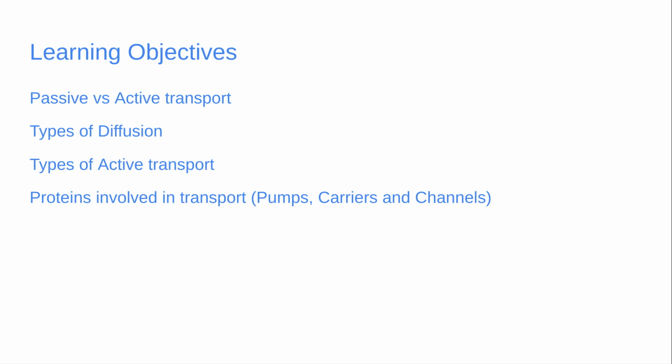This is Dr. Joseph. In this chapter, we are going to study the different forms of transport. Specifically, we're going to look at the difference between passive versus active transport. And in passive transport, we are going to look at the different types of diffusion. And in active transport, again, we are going to see the two different types of active transport. And we're also going to explore the different types of proteins involved in transport across cell membranes.